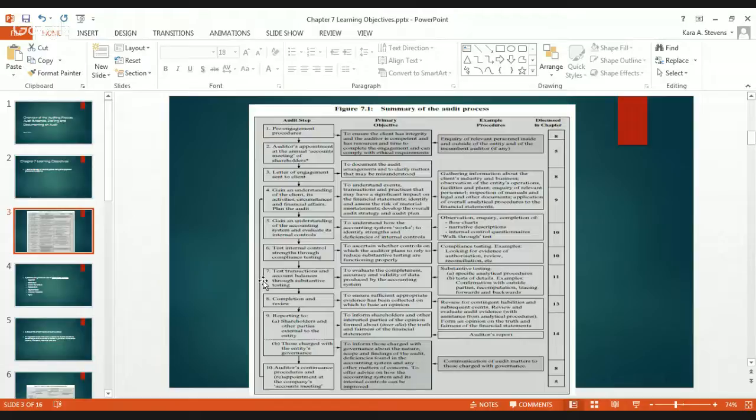Number 7, actually looking at the transactions and account balances through the substantive testing. So this is when we actually get right into the meat of the audit, and we're looking at audit documentation, which we'll be talking about in this chapter. And then in number 8, complete and review all of your work papers. Number 9, report to your shareholders the actual audit opinion. And then you continue on as the auditor.